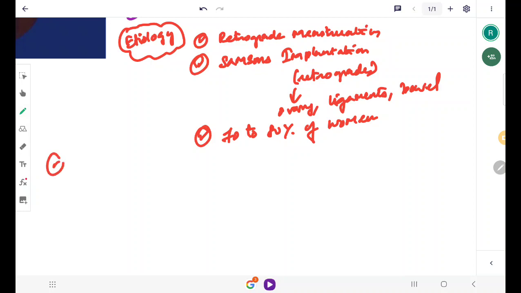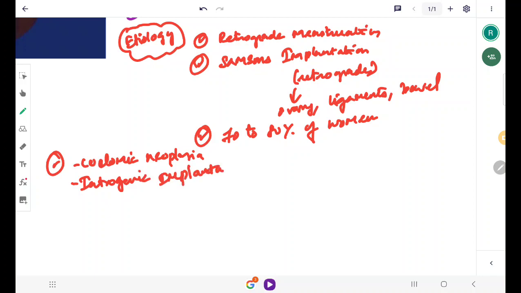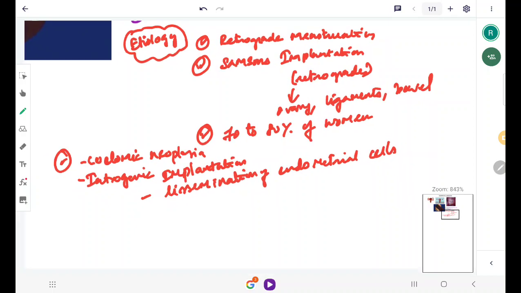So what are the other causes of endometriosis? Coelomic neoplasia, iatrogenic implantation, and dissemination of endometrial cells. There are various other causes as well.